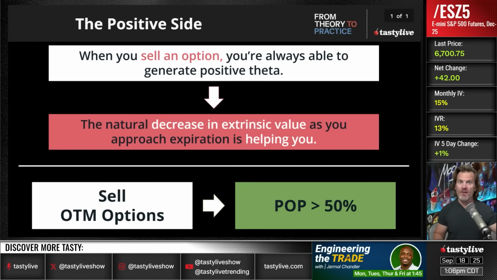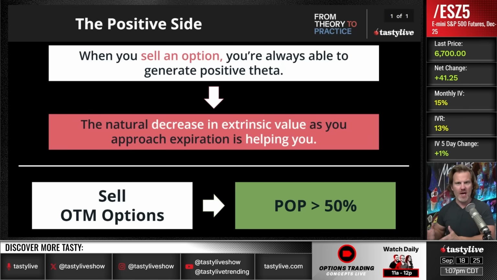It's all extrinsic value, which we talked about again in that deep dive inside of extrinsic value that will be linked down in the show notes to this show. But that slow decrease in an option price as you get closer to expiration, right? That downward pressure, that is going to help you when you sell an option.